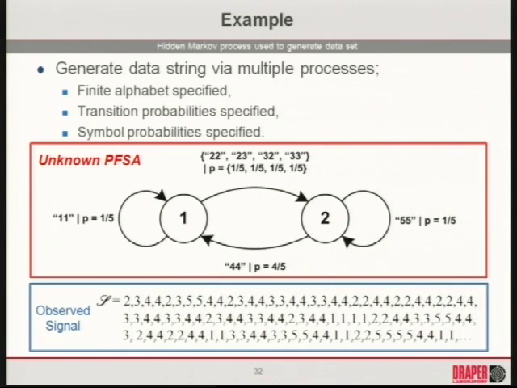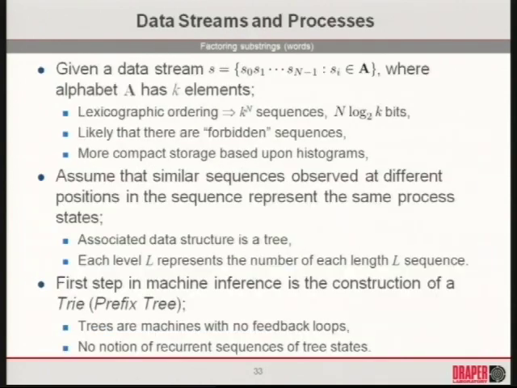State 2 can loop back on 5-5, probability 1/5. Or with probability 4/5, it can transition back to state 1 while emitting a 4-4. And so this is what I've got to work with. I've got this sequence, the first 100 or so. So, getting a data stream, let's take a look at it.